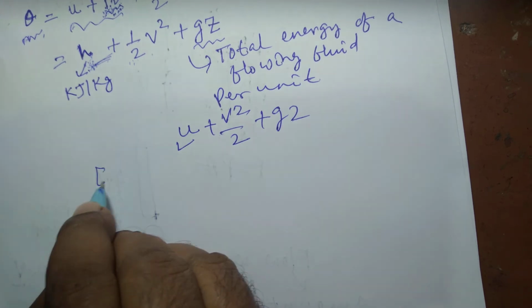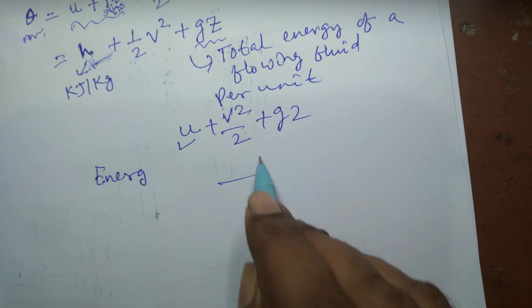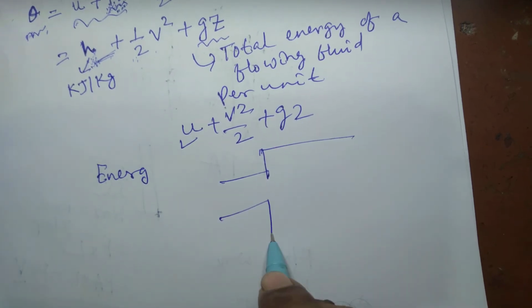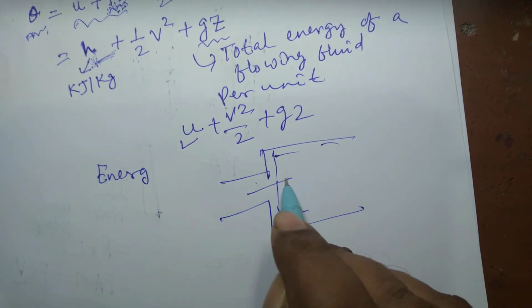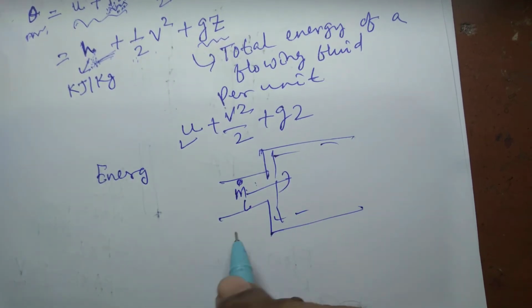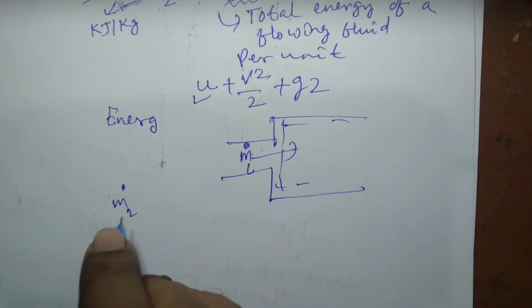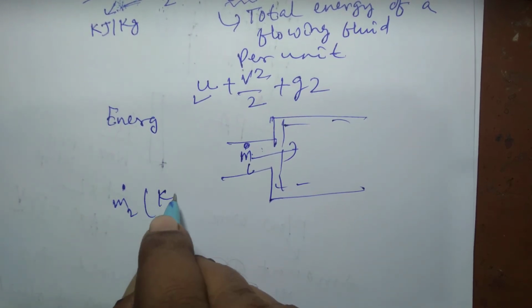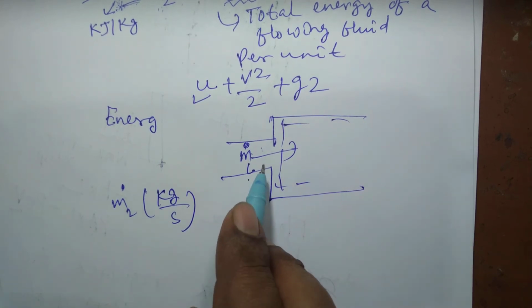So if you want to calculate this energy transport, suppose at the inlet, this is the boundary, and the mass flow rate is mi dot. That means mi dot is the rate of mass that enters the system, and its unit is kg per second. And what is the energy transport by mass?